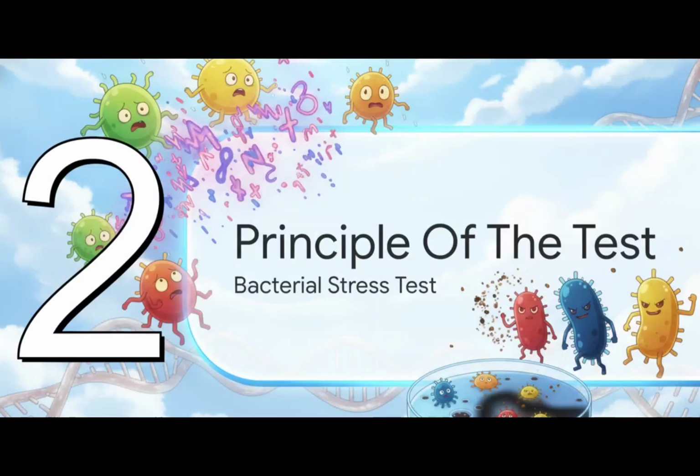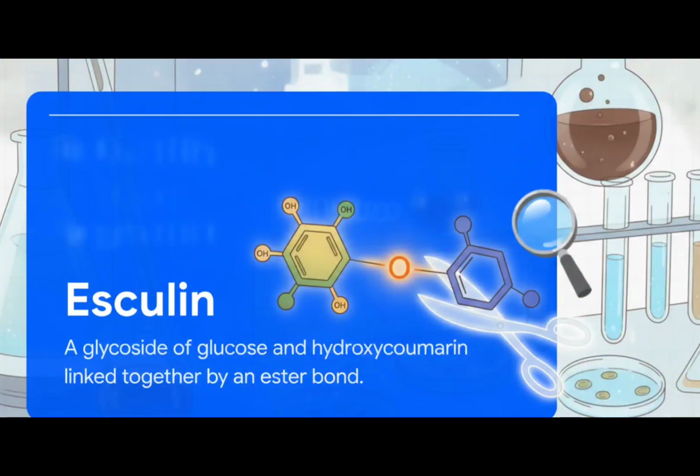Section 2. Principle of the test. The Bacterial Stress Test. To set up this little stress test, we use a notoriously harsh chemical environment to weed out the weak bacteria and see exactly what the survivors can digest.